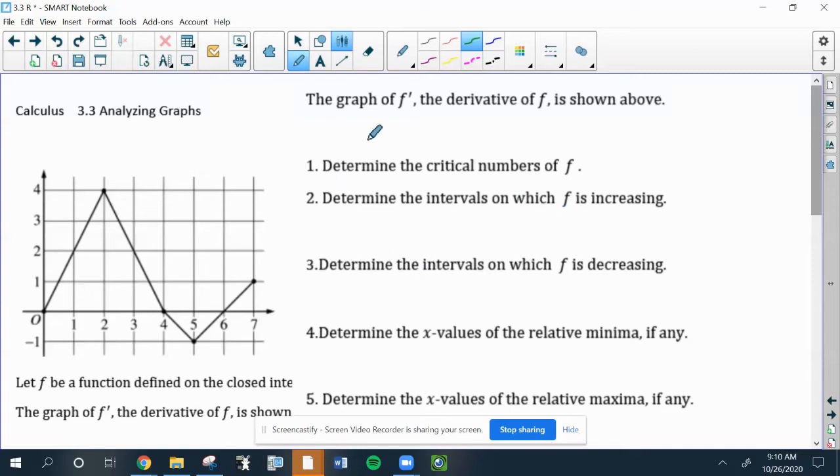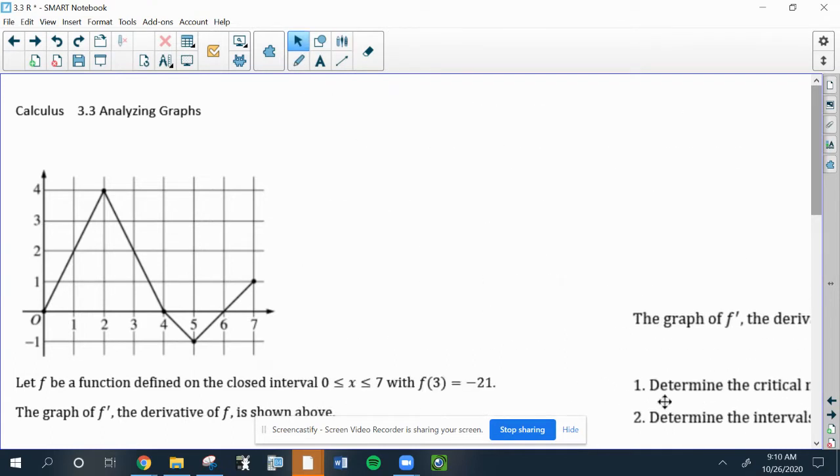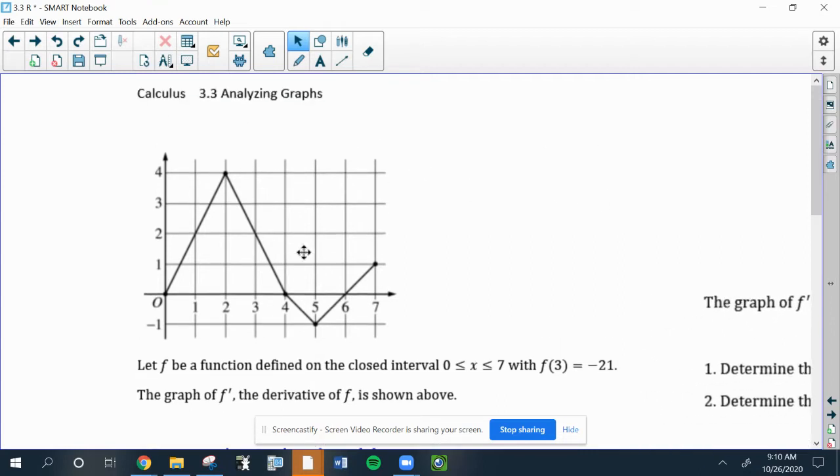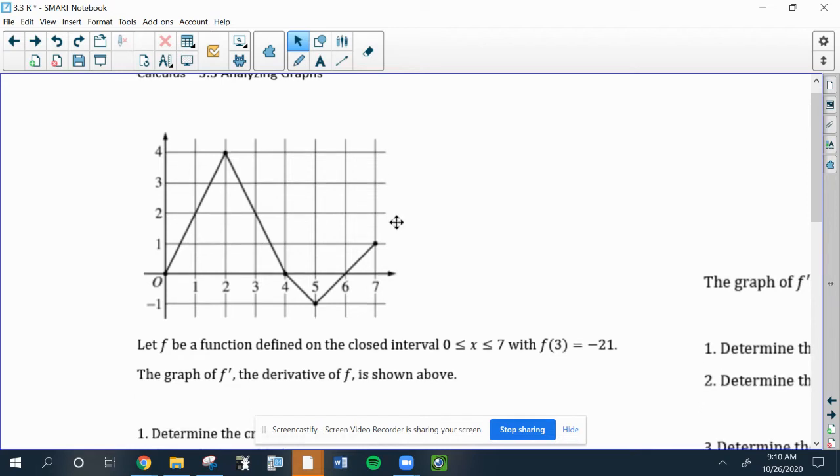Okay, as promised, here's another graphical example. Here you're given the graph of a derivative. So make sure you read these questions carefully. F is a function defined in the closed interval. F is not shown. The graph of F prime is shown.